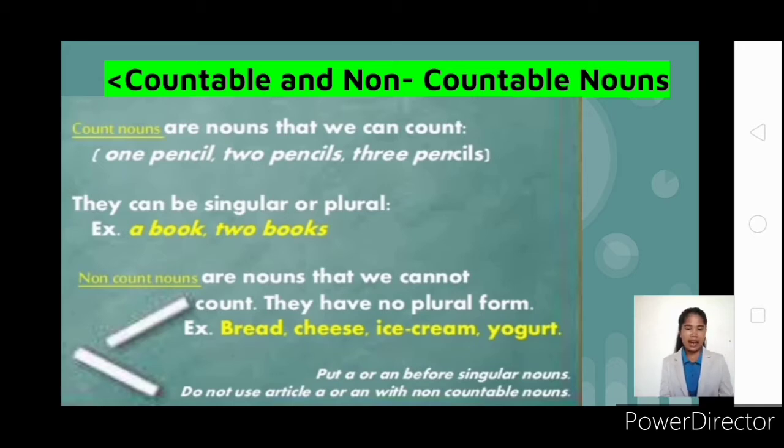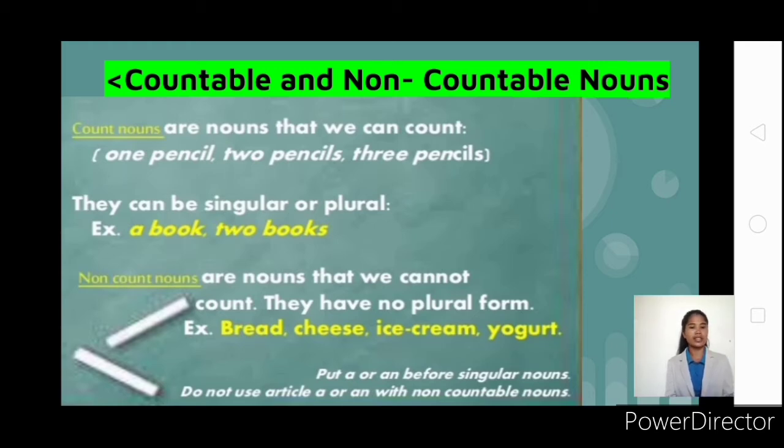Next is the non-count nouns. Nouns that we cannot count. They have no plural form. So, non-countable nouns are not individual objects, so they cannot be counted. For example, bread, cheese, ice cream, yogurt. So, hindi yan natin mabibilang. Another example of that is air. No, hindi natin mabibilang yung air, yung bigas, rice, and water.